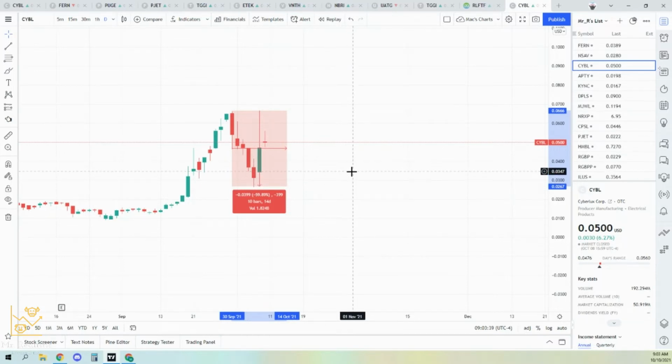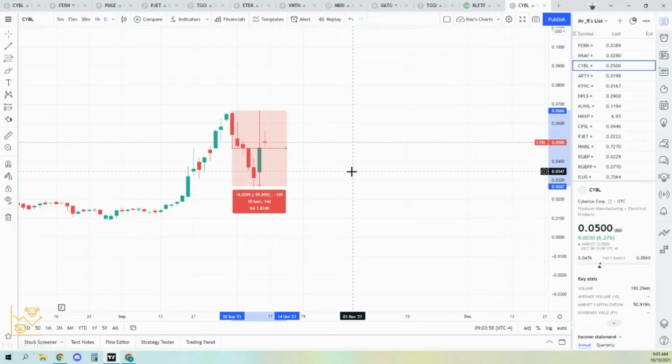Most OTCs I've noticed after a big run pull back around that 50% range. So it could go more. I've seen MJWL and some others pull back like 70, close to 80%. So just a heads up.